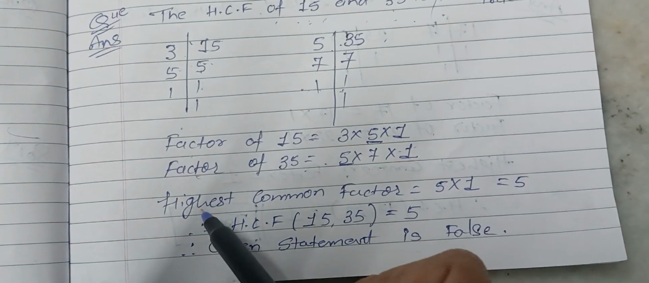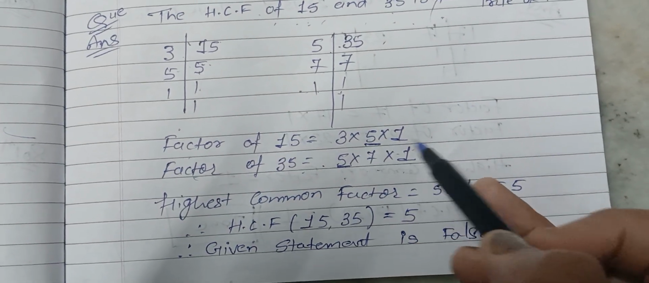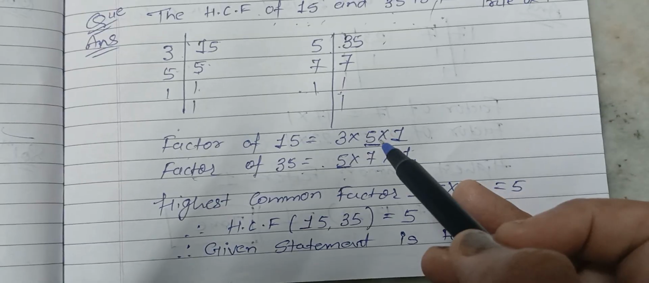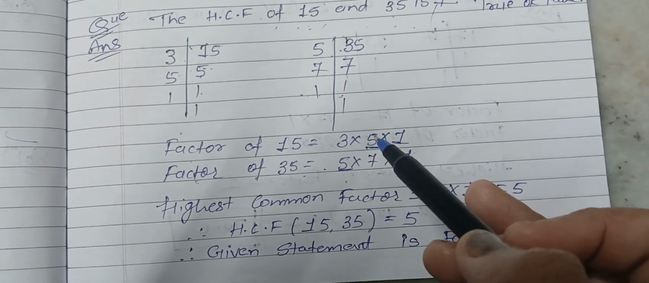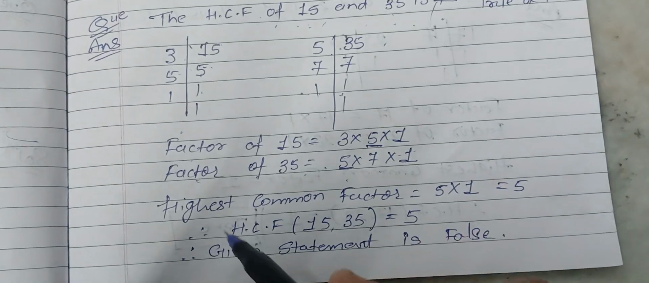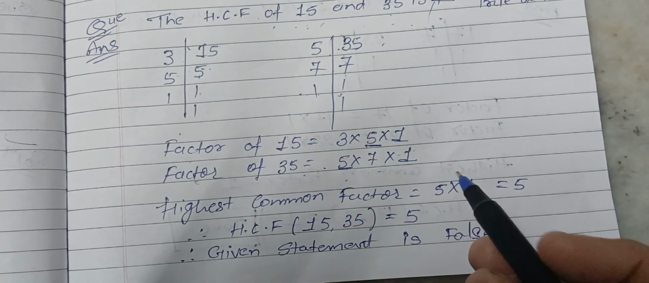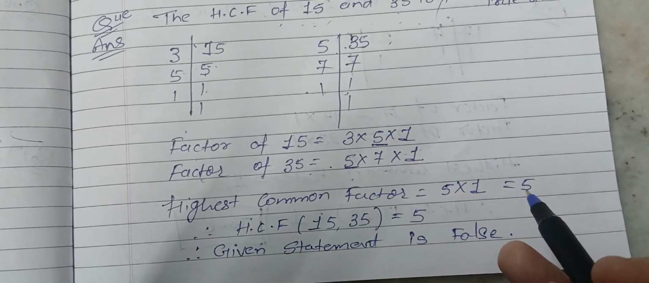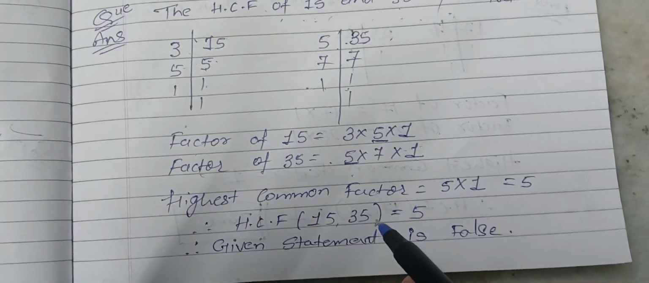So the highest common factor is the highest one. If there are two numbers which are common, we have to pick the highest one. Here 1 is common, but 5 is more as compared to 1. So the highest common factor is 5. 1 is there, but we will consider 5 because it is the highest one. So the HCF of 15 and 35 is equal to 5.